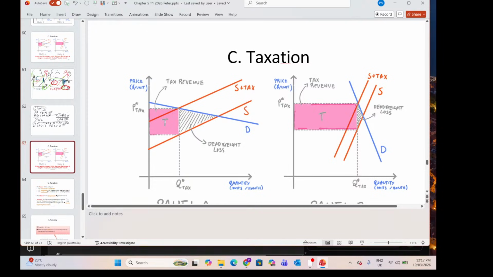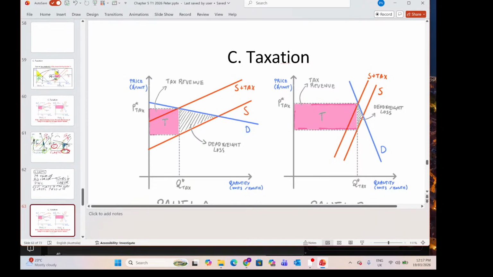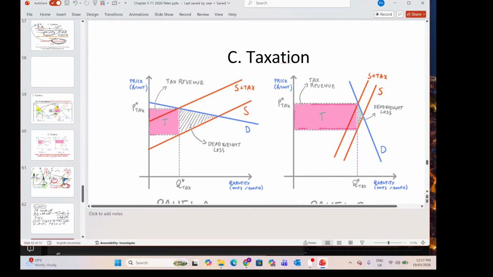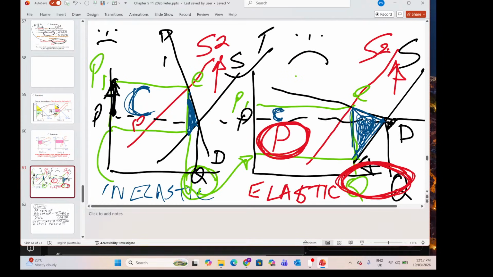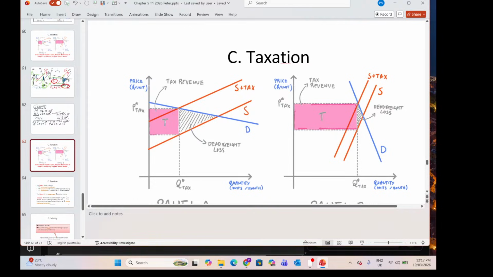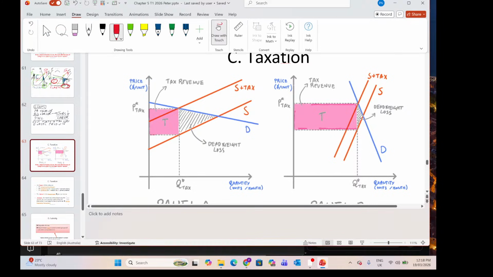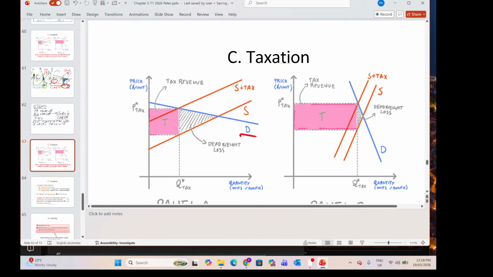Okay, now I used this diagram. The reason I drew a hand-drawn diagram was because I only wanted to focus on the demand curve. So if you look at my diagram that I drew before, I varied the demand curve, but I had the same slope on the supply curve. The reason I did that is because I wanted to isolate the effect of an inelastic demand.